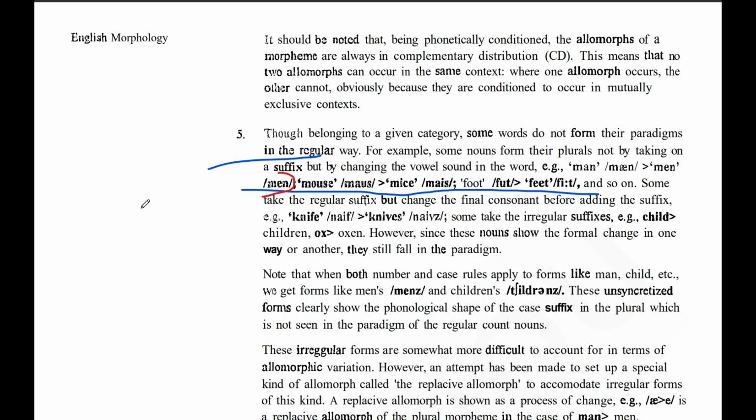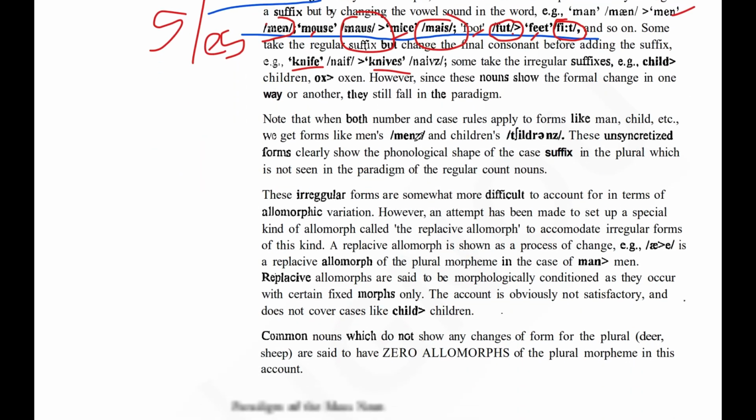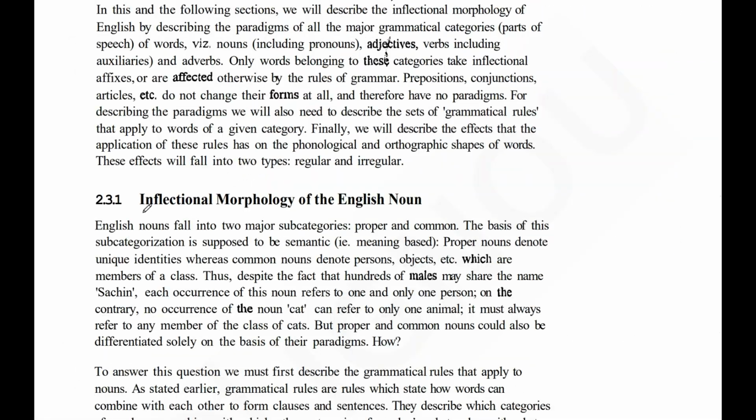We could read those. Then they're talking about the category where the plurals are done not in the regular way of adding s or es, but sometimes we create plurals by a different method. For example, man, men, mouse, mice, foot, feet, and they have also given the pronunciation or the phonological form of these words. Knife, knives. So they have talked about those.